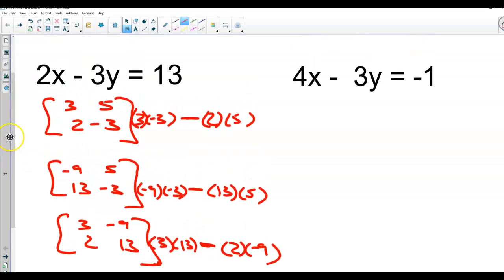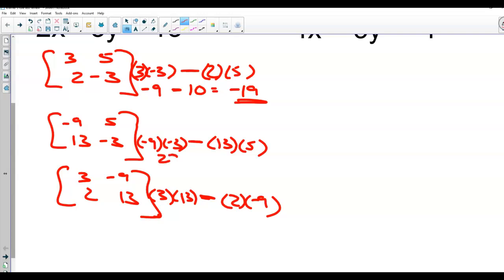So each time we're just multiplying diagonally. It's imperative top left times bottom right is in front of the subtraction sign. Bottom left, top right is to the right of the subtraction sign. That order matters. Negative 9 minus 10 is a negative 19. That's going to be my denominator throughout.